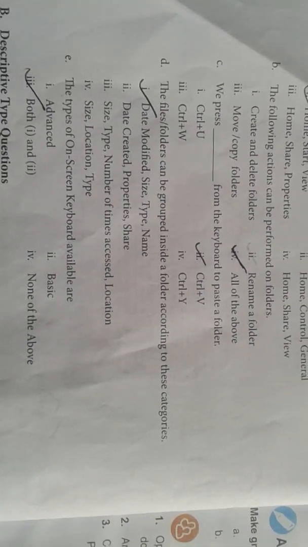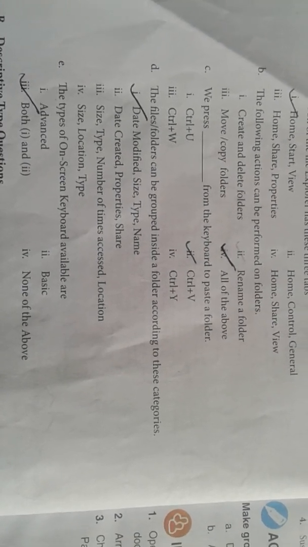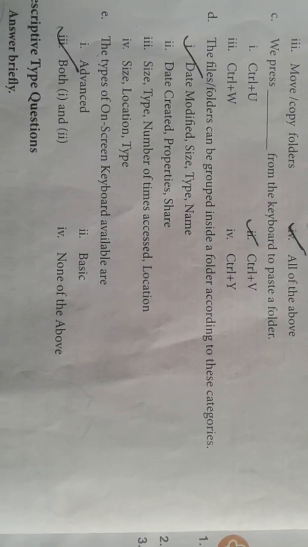Then the last one, the types of on-screen keyboard available are. Which types of on-screen keyboards are available? Two types, advanced and basic. So which one is the answer? Both first and second. The third one is the correct answer, E.